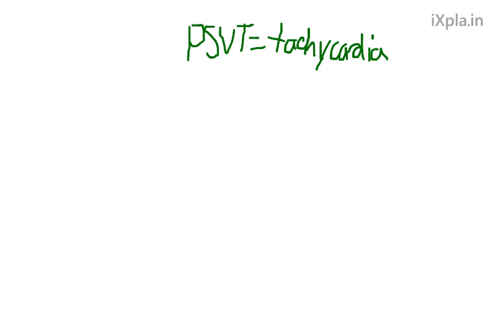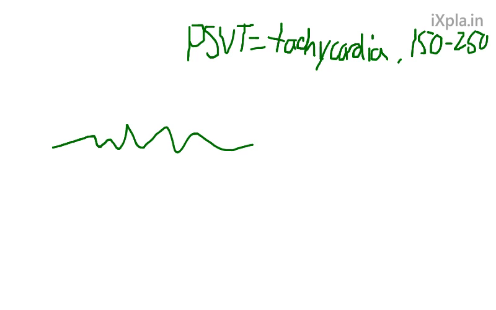PSVT occurs randomly. So you can have a normal rhythm, and all of a sudden you have a run of premature beats. I can't even attempt to draw that. It just randomly occurs. So that would be PSVT. It's mostly caused by caffeine, massive caffeine ingestion, massive alcohol ingestion. So your heart all of a sudden randomly beats extremely fast. This beats at a pulse of 150 to 250 beats per minute.